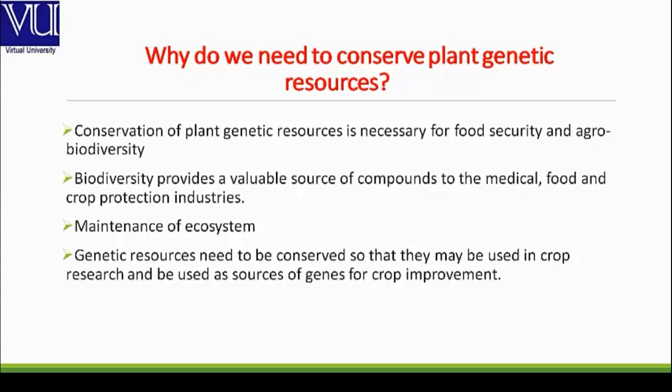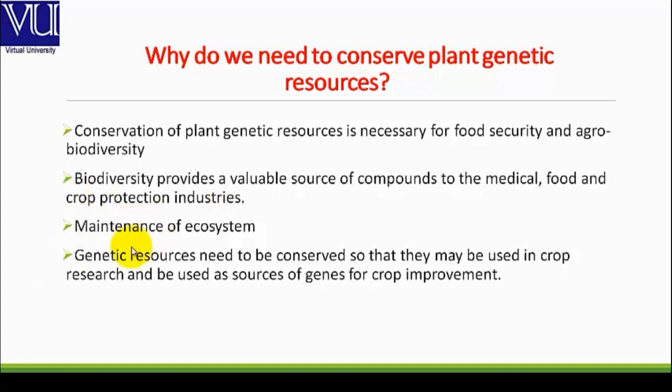The first one is for food security and agrobiodiversity. We strongly need to conserve these plant genetic resources. The next one is that biodiversity provides a valuable source of compounds to the medical, food, crop protection and other industries. So this biodiversity must be conserved for future use. The next is that all the species are important and help keep the ecosystem balanced. Disturbance in the status of any species will lead to disturbance of the whole ecosystem balance. So we must conserve all these resources.